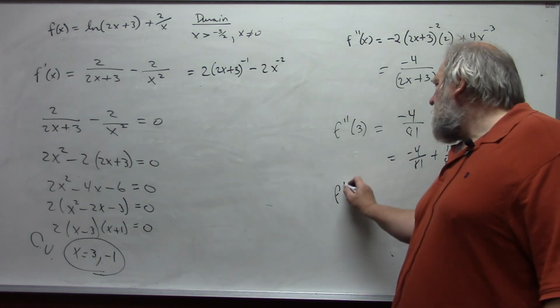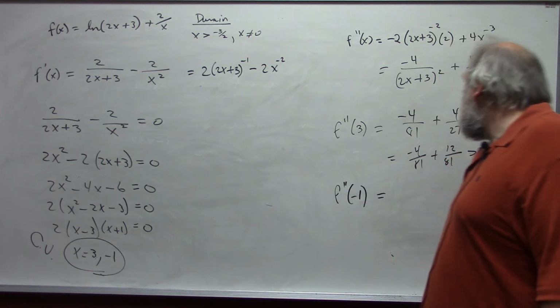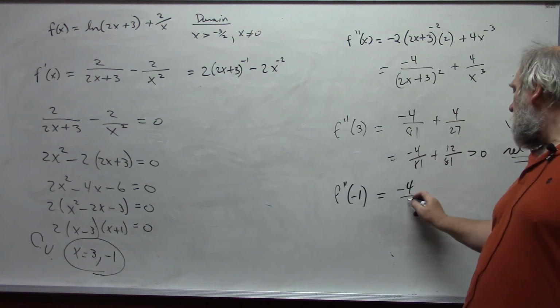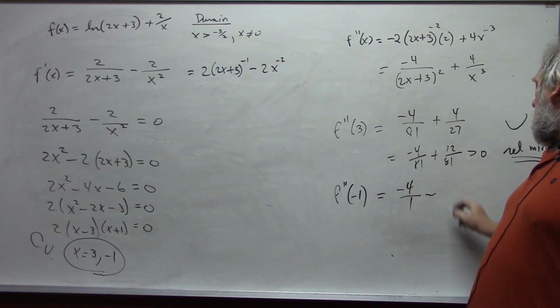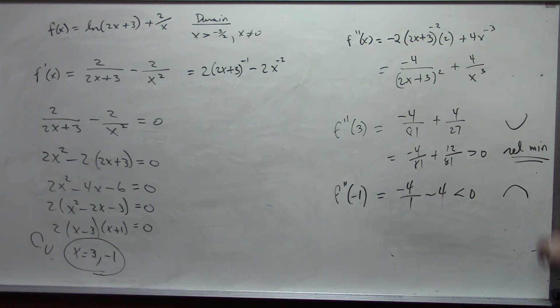The second derivative at negative 1 would be negative 4 over 1 squared, which is 1, minus 4. This obviously is negative, which means concave down, and so therefore relative max at x equal negative 1.